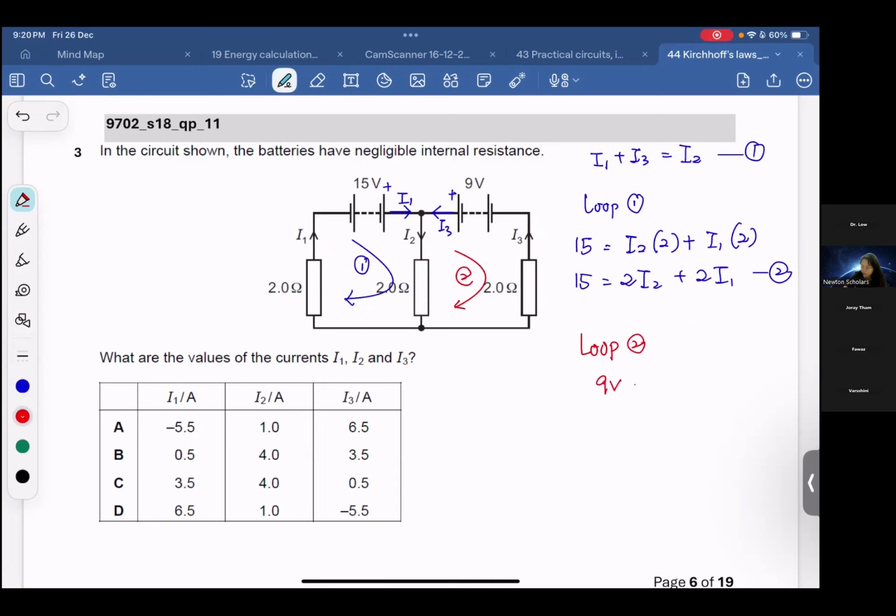9 volt equals to I2, 2I2 plus 2I3. This is the third equation. The rest is you using simultaneous mathematics to solve the question. Washini correct.